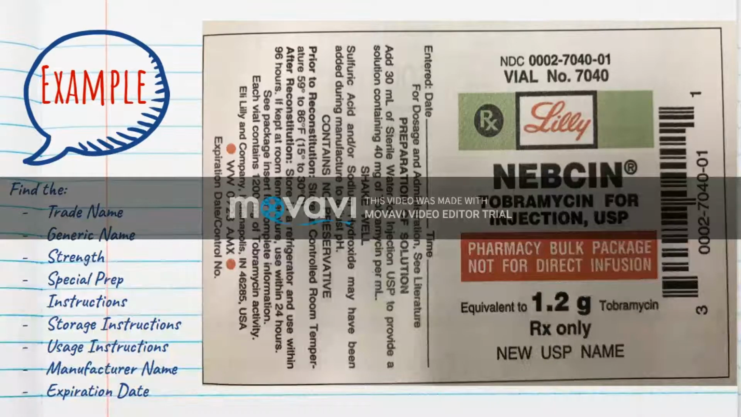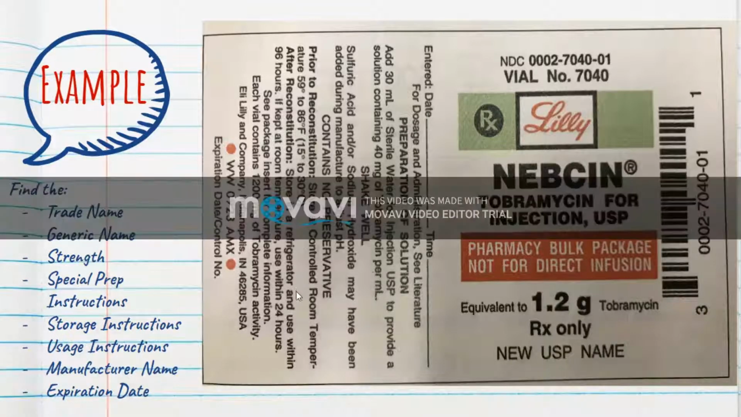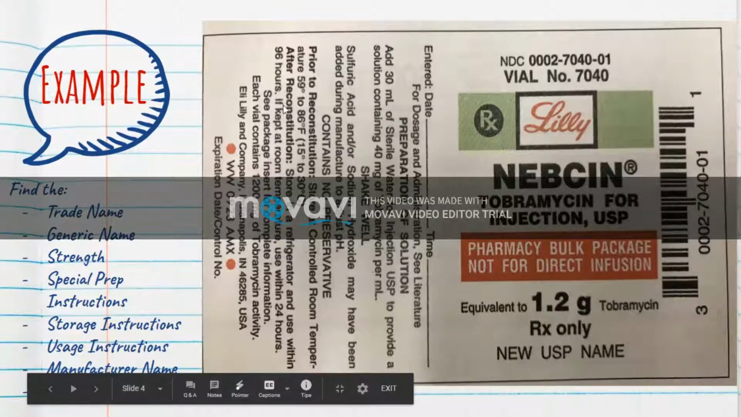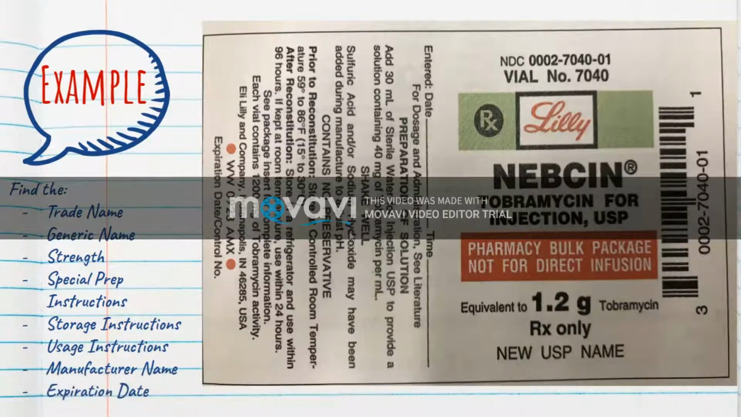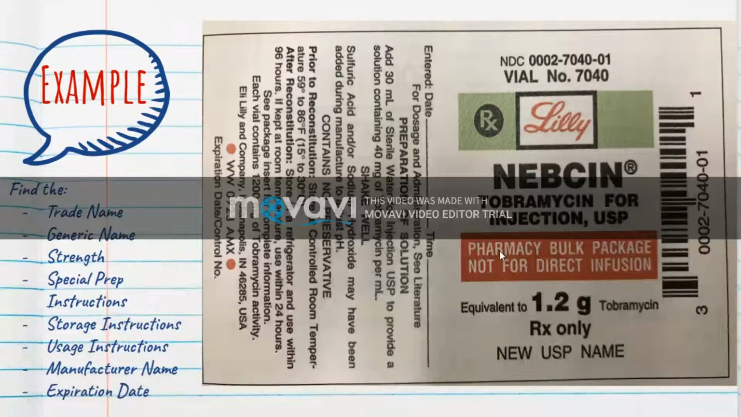We need to be familiar with the storage instructions, and that says prior to reconstitution, we're going to store at room temperature, and then after reconstitution, we're going to put it in the refrigerator and use within 96 hours. Also, we want to be able to find the manufacturer's name. It is here. It's Eli Lilly. And the expiration date, which this one just tells you where the expiration date should be, but doesn't give you an actual expiration date. So that's how we break down this information.